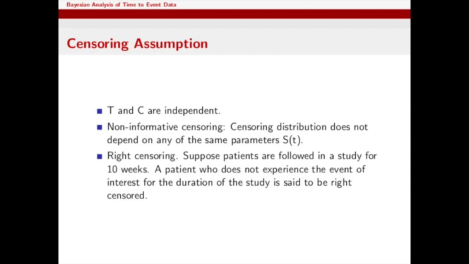Finally, most experiments follow right censoring. So let me give you guys an easily understandable scenario that's going to depict what right censoring is. Suppose patients are followed in a study for 10 weeks. A patient who does not experience the event of interest for the duration of the study is said to be right censored. Basically, right censoring is just censoring that takes place at the end of the study rather than in the beginning or the middle.